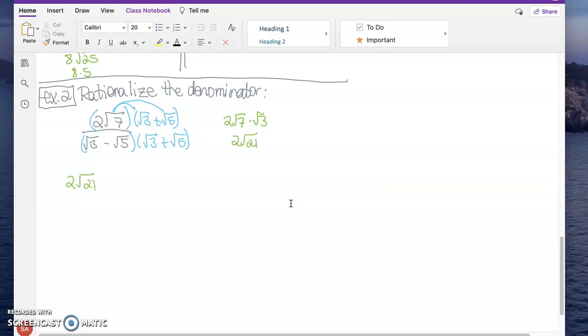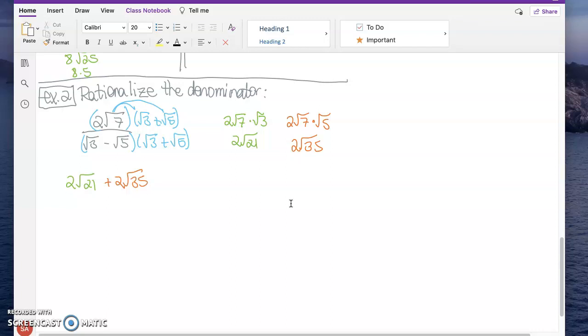And then I'm going to do 2 rad 7 times rad 5. And just like before, I multiply the radical with the radical. The 2 doesn't have anything to multiply by, or you could think of it as being multiplied by the 1 that's in front of the rad 5. So that's plus 2 rad 35. And then I'm going to FOIL on the bottom.